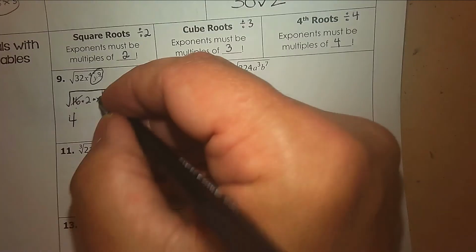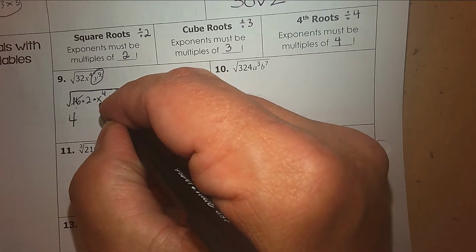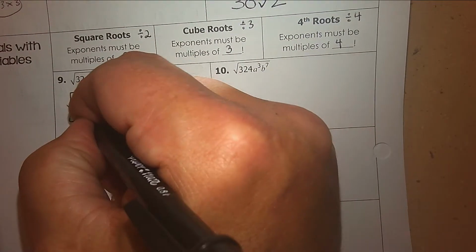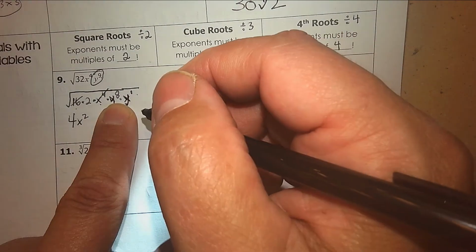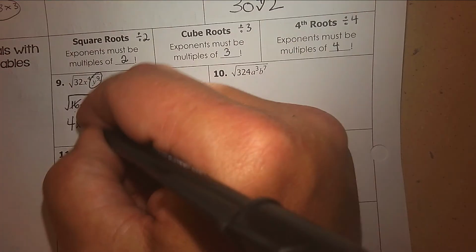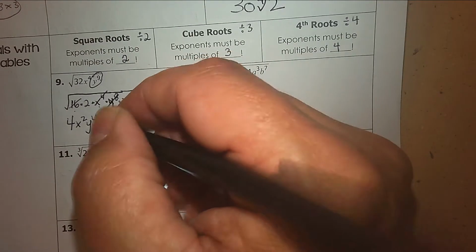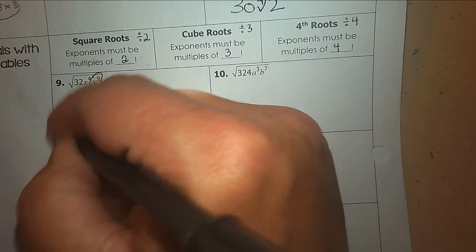What is the square root of x to the 4th? What do you do with the exponents? Divide by 2, so now it's x. What's the square root of y to the 8th? Divided by 2, what do you get? Then, whatever I didn't cross out has to stay behind: 2 and y. Done.